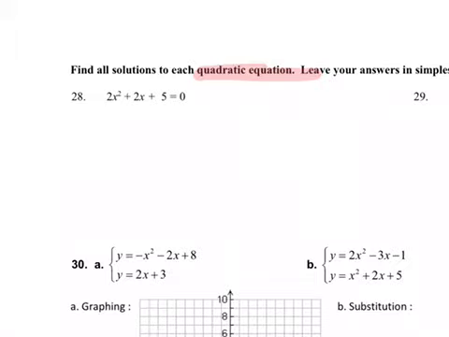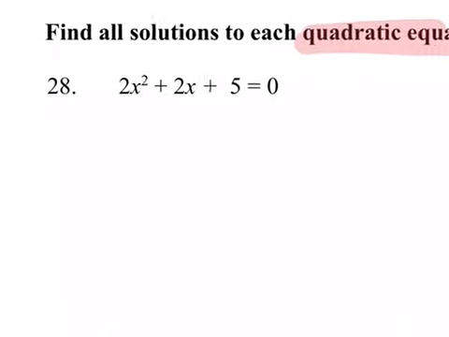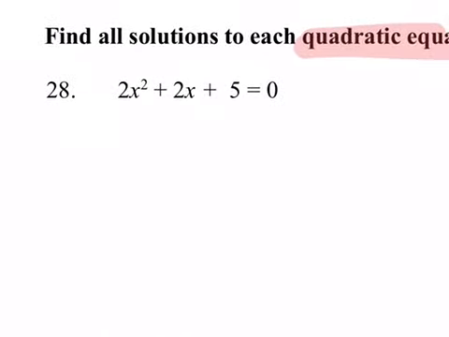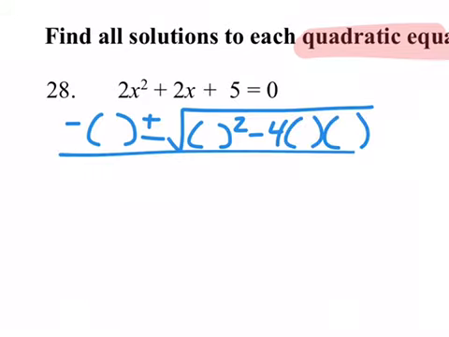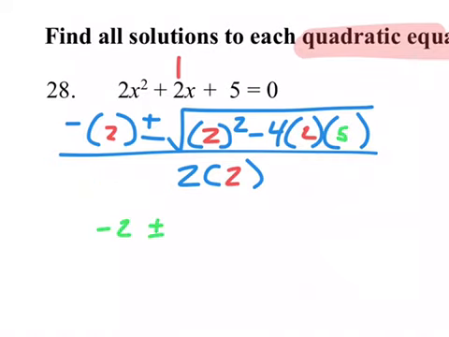All right, so let's do one here. So we have -b plus or minus the square root of b squared minus 4ac all over 2a. Our b here is a 2. Our a is also a 2. And then our c is a 5. So I got -2 plus or minus.